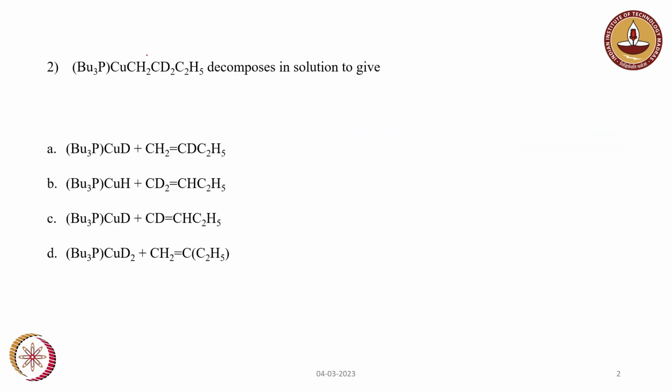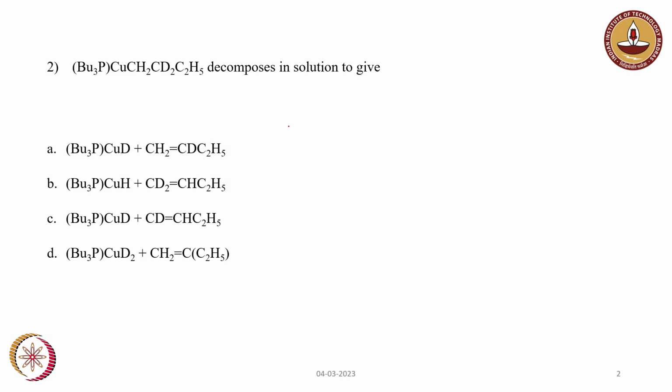Next question is: Bu3P Cu CH2 CD2 C2H5 decomposes in solution to give option A, Bu3P CuD plus CH2 double bond CD C2H5. B is Bu3P CuH plus CD2 double bond CH C2H5, and C is Bu3P CuD plus CD double bond CH C2H5, and D is Bu3P CuD2 plus CH2 double bond C C2H5.